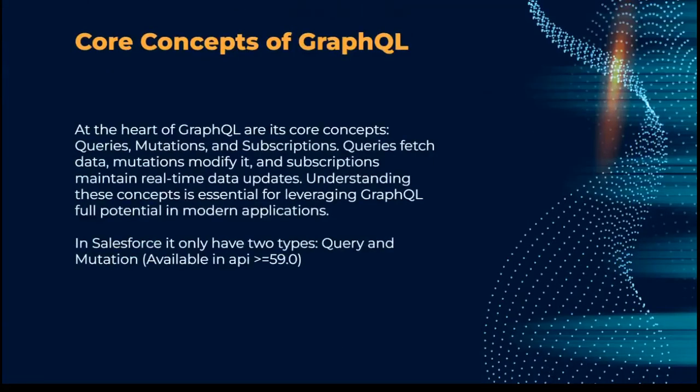The core concept of GraphQL. At the heart of GraphQL are three main things: queries, mutations, and subscriptions. Query is about fetching the data from the server. Mutation is all about the CRUD operations, and subscription maintains real-time data updates. Understanding these concepts is essential for leveraging GraphQL. But in Salesforce, there are only two types as of now, that is query and mutation. And also remember, mutation is only available from version 59, I guess, and all later versions.